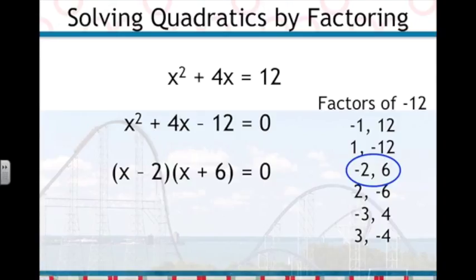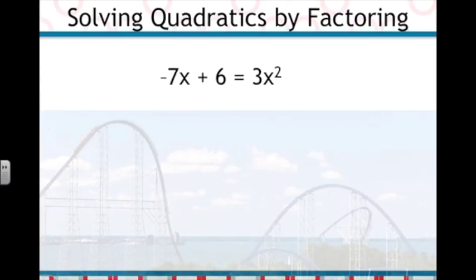We can now use the zero product property to find the roots of the equation. The first factor, x minus 2, will equal 0 when x equals positive 2. And the second factor, x plus 6, will equal 0 when x equals negative 6. So our roots are x equals positive 2 or negative 6.